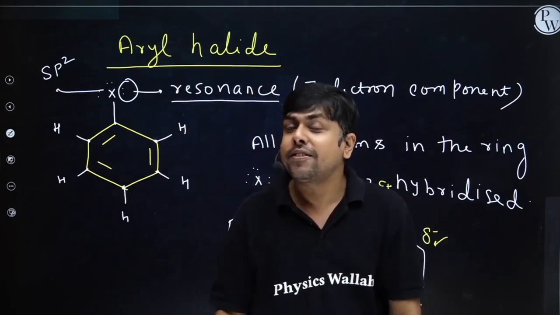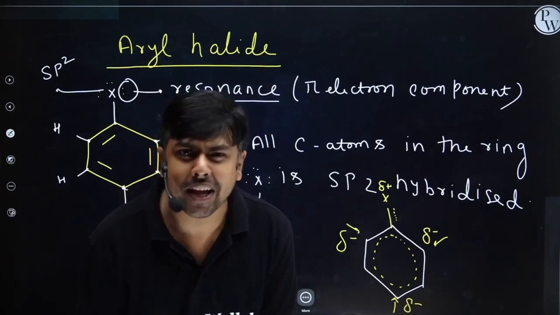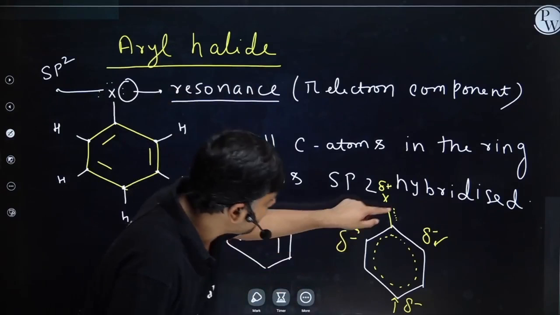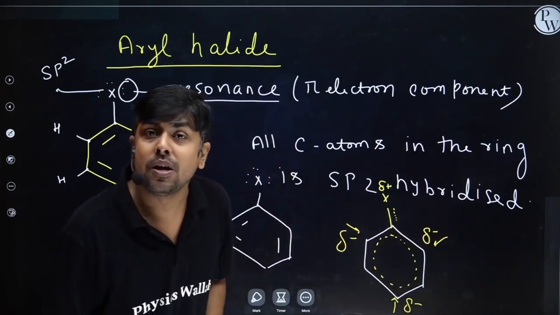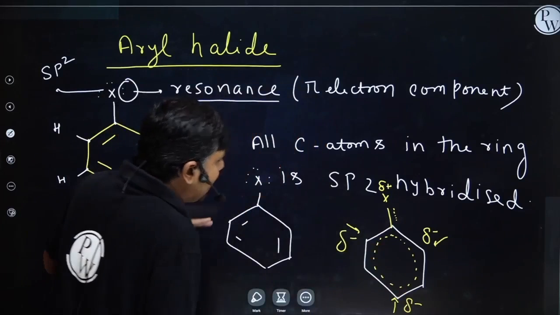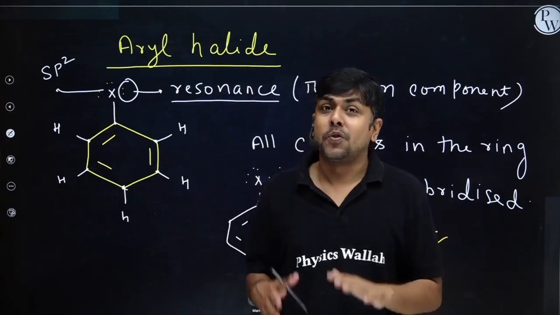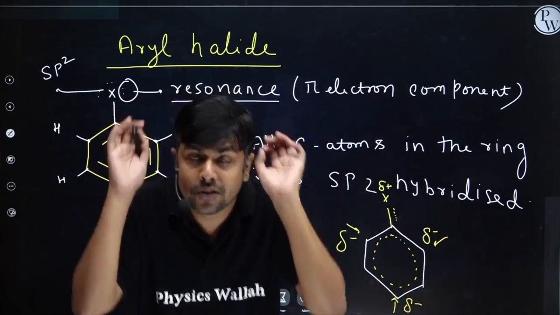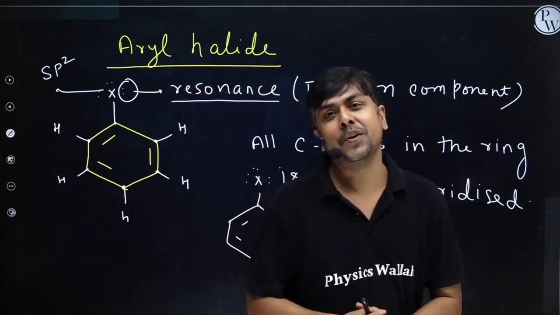Will it undergo SN2 reaction? The answer is again no. Why? Since here I am having a partial double bond character, the bond order is more. If bond order is more, bond energy will be more, right? So I will need a larger amount of energy to cleave this bond. So haloarenes do not undergo SN1 as well as SN2 reaction.